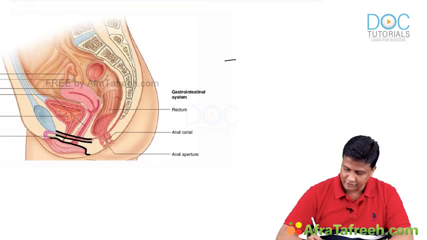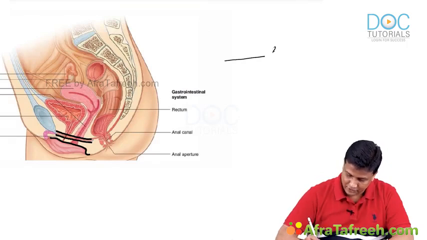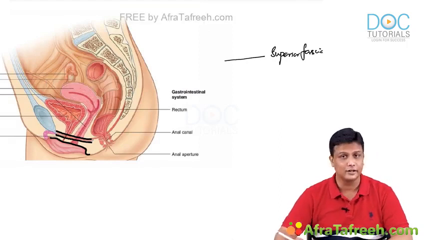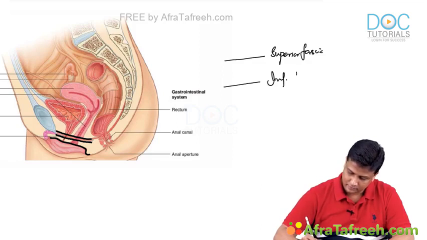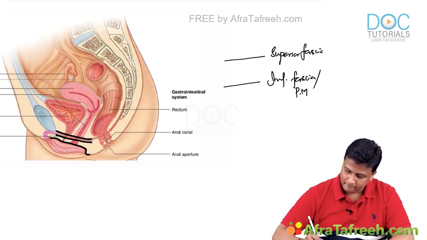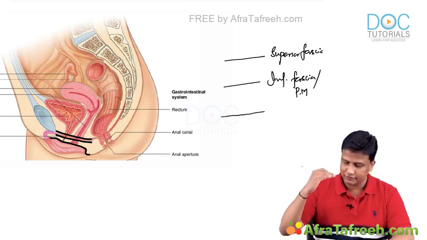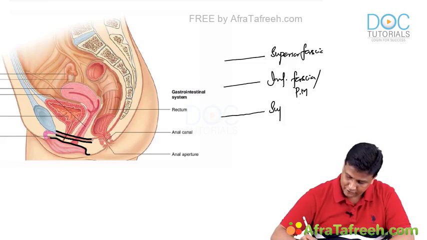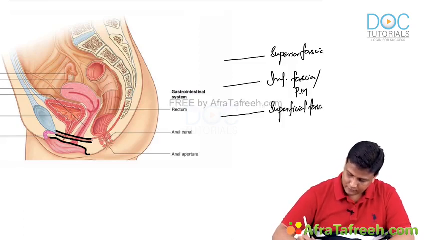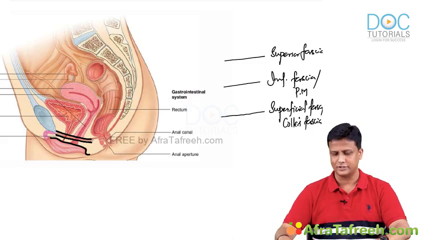So from inside, first you'll be having one superior fascia of the urogenital diaphragm, and then there will be inferior fascia of the urogenital diaphragm, also known as perineal membrane. And then from inside, if you just come outside, then this one will be the superficial fascia, and it is also known as Colles fascia. In this region, it is known as Colles fascia.